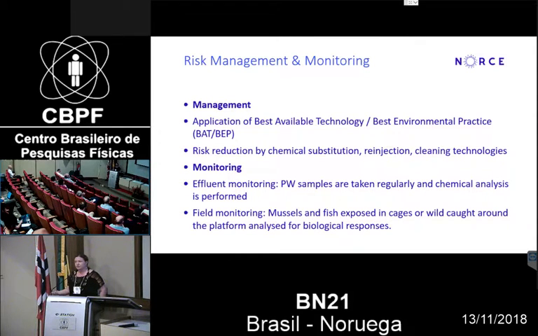So yeah, following your DREAM simulation, you then have the application of BEP-BAP policies. These can all mitigate the risk. And as I mentioned earlier, you can have chemical substitution, re-injection, cleaning technologies. So if you have a technology for IOR that is increasing the risk to some level, you can also think alongside it, well, how can we clean this afterwards before it is released?